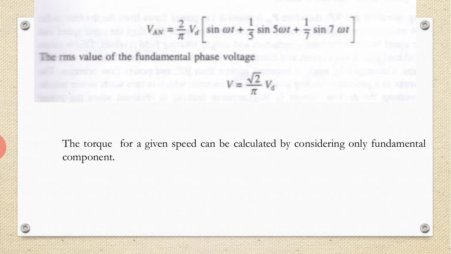Now the RMS value of the fundamental phase voltage is given by V equals root 2 by pi Vd, where Vd is the input voltage.